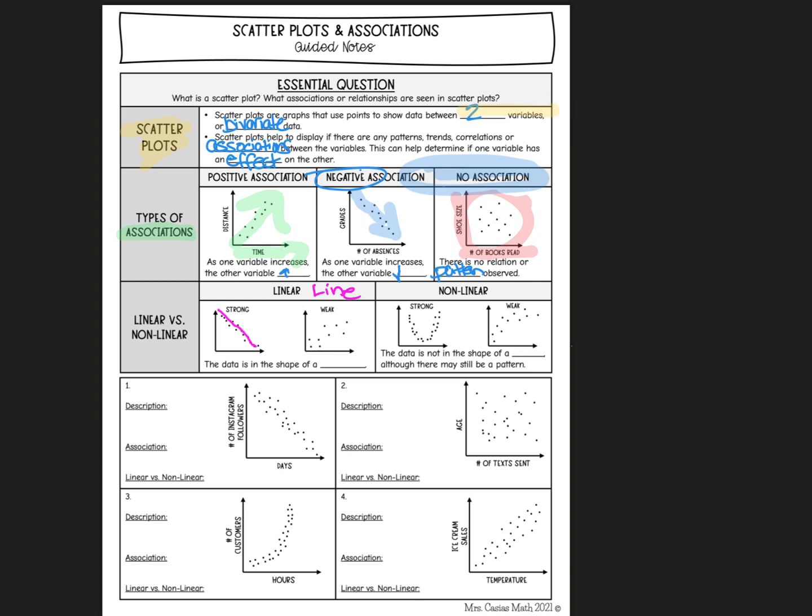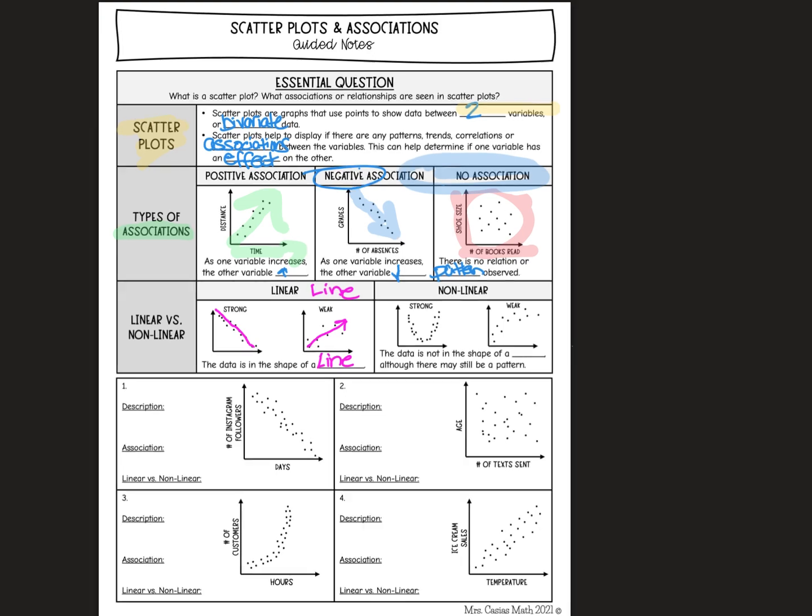Okay. And then the same with this next one. Okay. It all seems to be trending in a line. Definitely a trend. So the data is in the shape of a line. Okay. And these two scatter plots are what we would refer to as both linear.